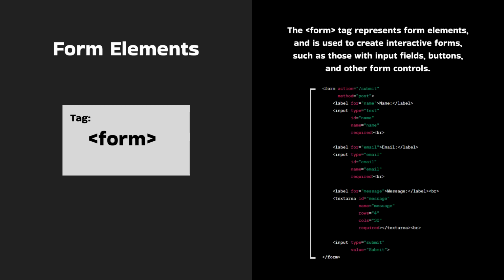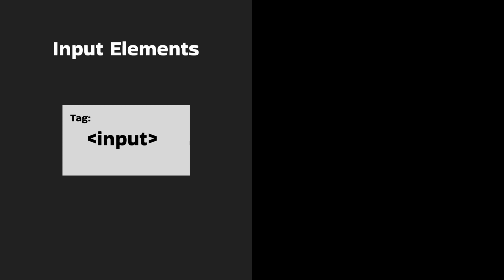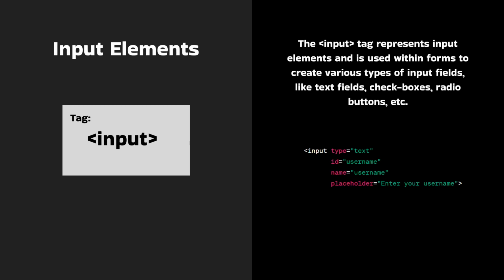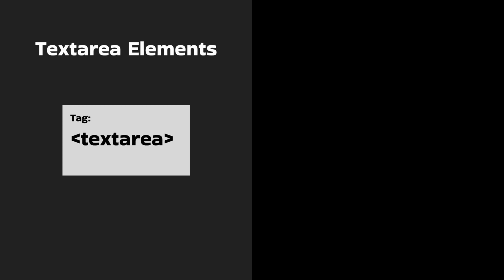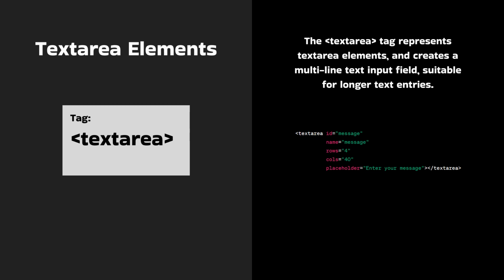Form elements. The form tag represents form elements and is used to create interactive forms, such as those with input fields, buttons, and other form controls. Input elements. The input tag represents input elements and is used within forms to create various types of input fields, like text fields, checkboxes, radio buttons, etc. Text area elements. The text area tag represents text area elements and creates a multi-line text input field suitable for longer text entries.